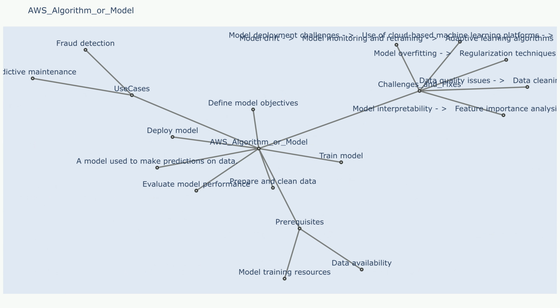Deploy model. Deploy the trained model to a production environment where it can be used to make predictions on new data. This involves setting up infrastructure for model serving, managing API endpoints, and ensuring scalability and reliability. Challenges and fixes: data quality issues. Inaccurate, incomplete, or inconsistent data can significantly impact model performance.